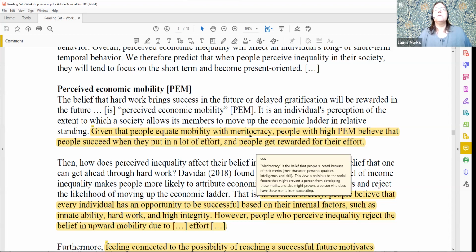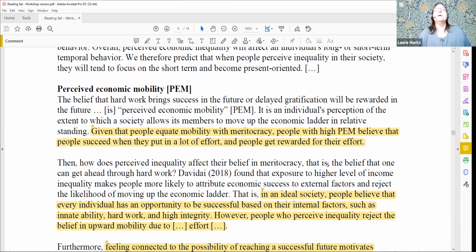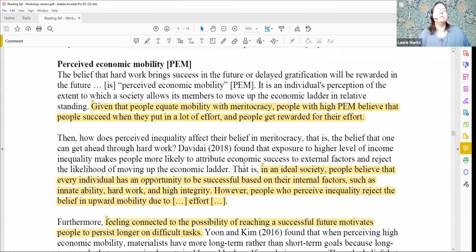This belief in meritocracy ignores the social factors that might prevent a very able person from expressing or achieving what they can, and might even prevent a person from developing these merits in the first place. So people with a high PEM, that is, they have a high perceived economic mobility, someone who does believe that people succeed, are the people who believe that people who do not succeed are not working hard enough. Or what they don't perceive is that there may be some obstacle in the way of people achieving that goal.